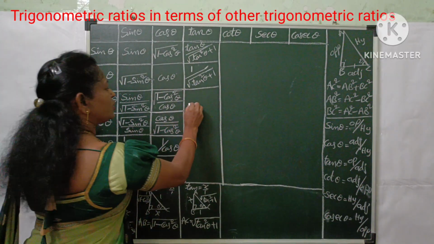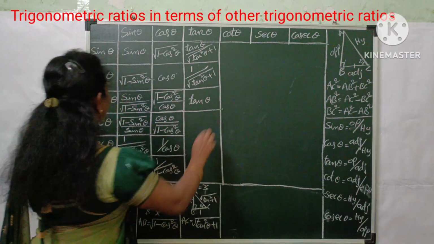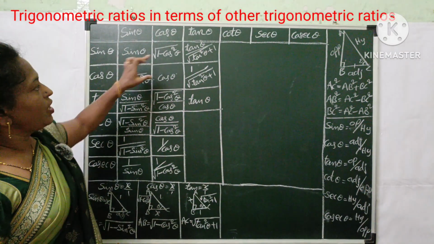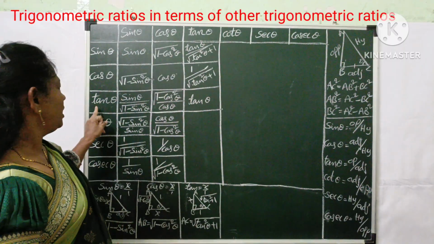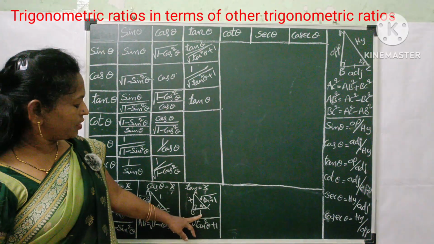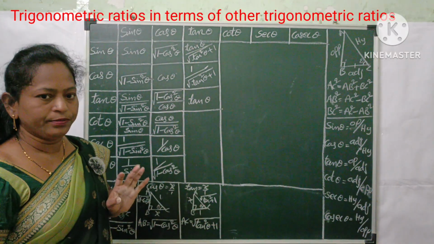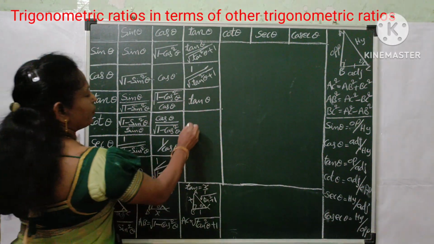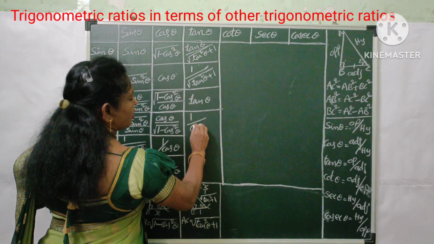Next, tan theta ratio, tan theta only. Next, cot theta. I said clearly we have to concentrate more and more here. We can write the remaining easily. And also see here, opposite by adjacent means opposite x, x by 1, means tan theta by 1, tan theta. Next, cot theta. It is a reciprocal of tan. That means 1 by tan theta.